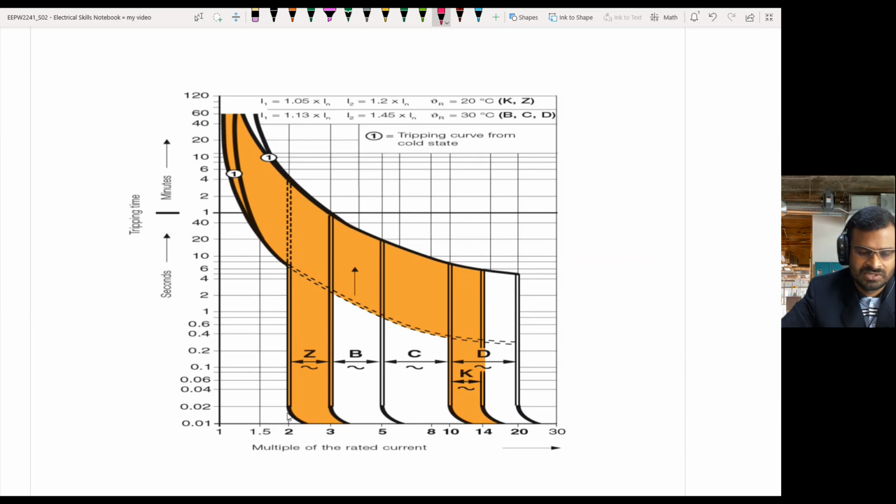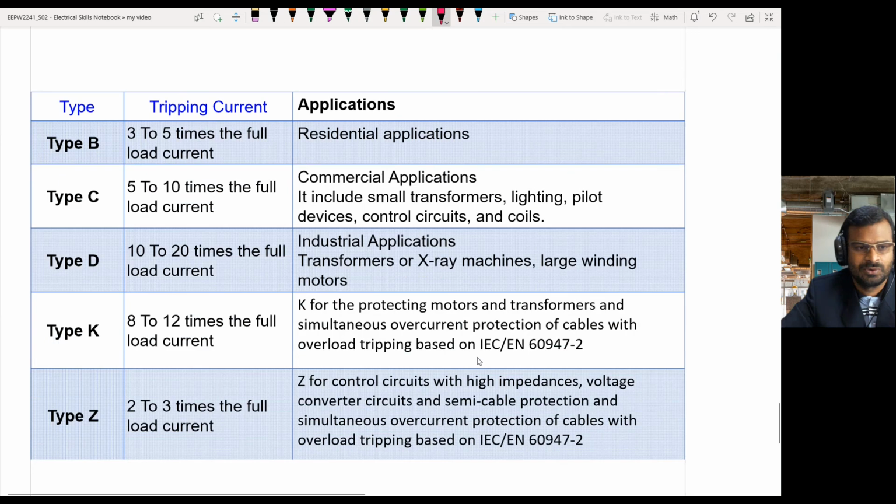The Z type is very sensitive, where it is used in semiconductor applications. For residential applications we mostly use B type, for commercial applications we use C type, and K type and D types are used for high inductive types of loads. Mostly the D type is used in industries. So here I have given the summary for the applications.